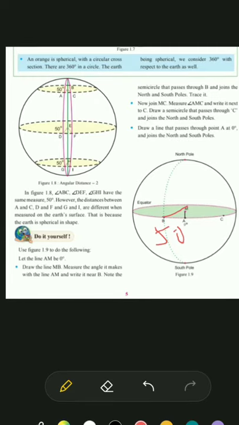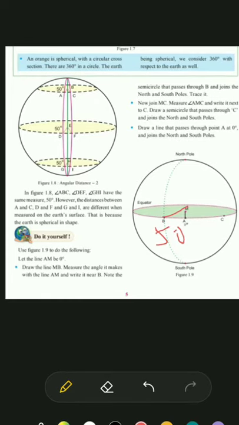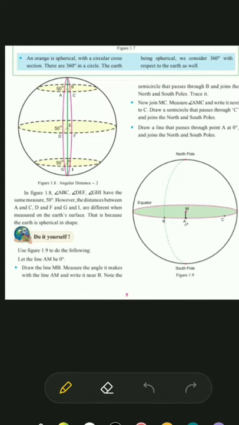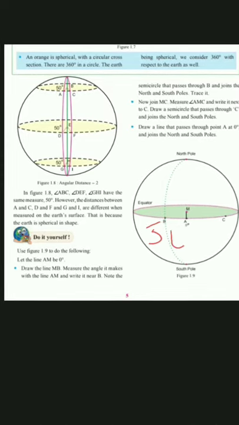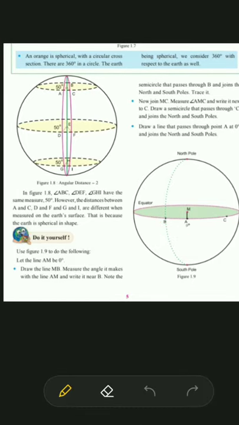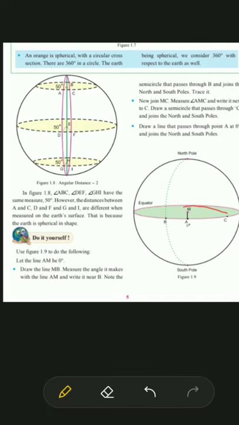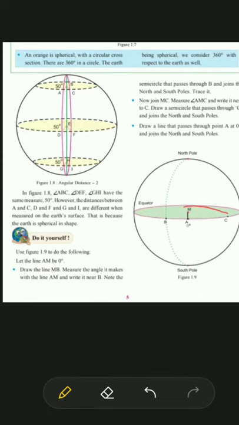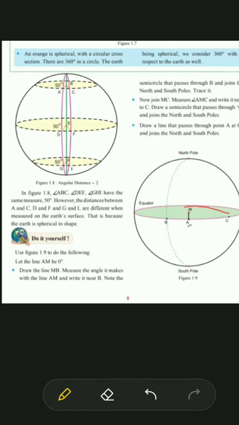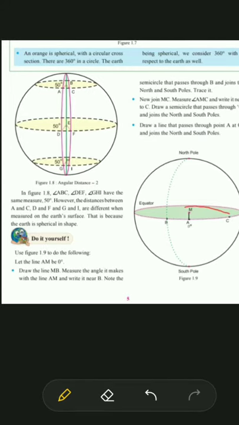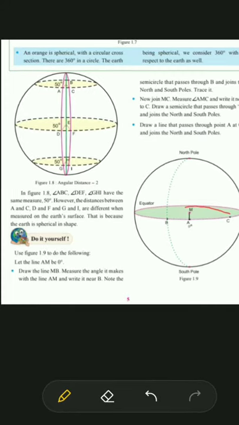Now join M and C. Okay, can you see point MC? You have to join those points. I am joining M to C. And write the measure of angle AMC near C. I have to write down the measure of angle AMC near C.